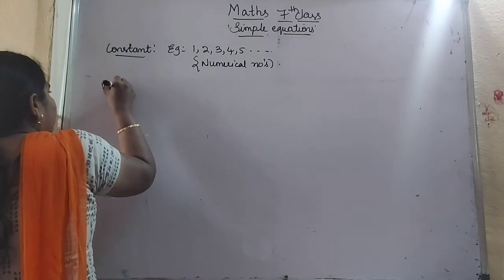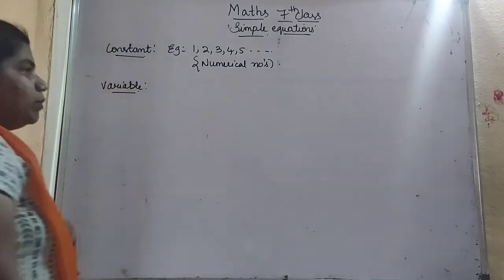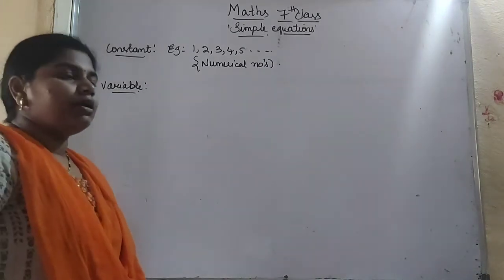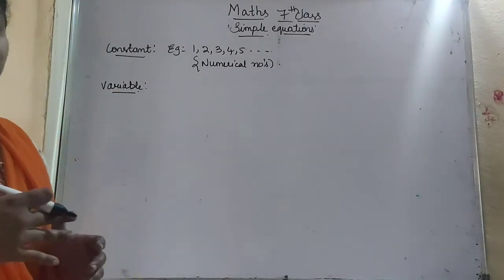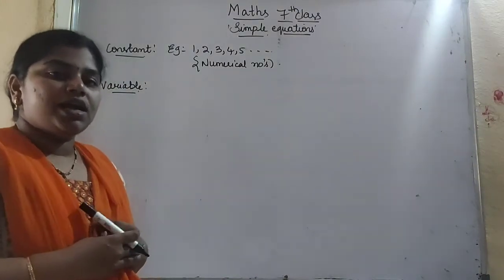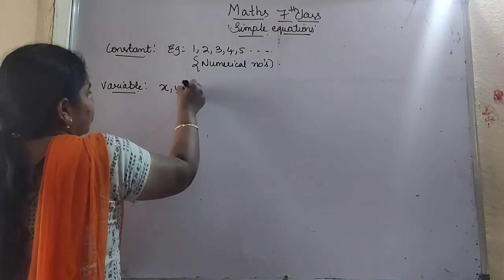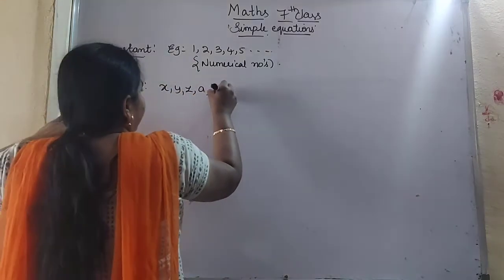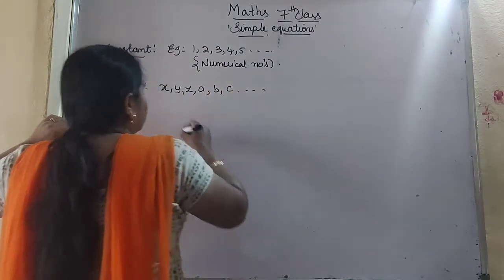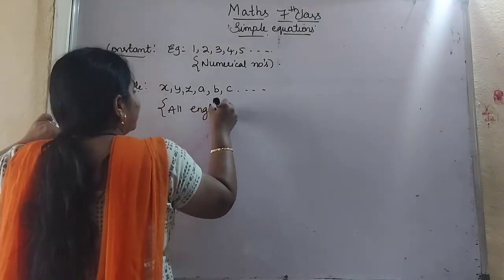Next is variable. So what do you mean by variable? Variable is nothing but a symbol that can be changed. The symbol can be replaced with a numerical number, we will call it as variable. So what are the different types of symbols? That is X, Y, Z, A, B, C and so on. So we can tell that all the English alphabets we can call as variables here.